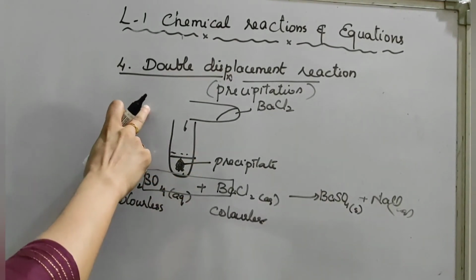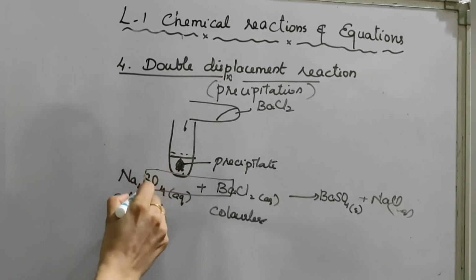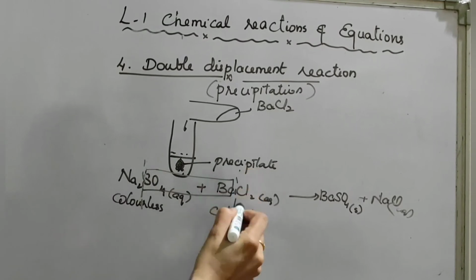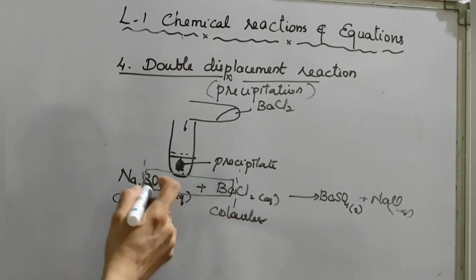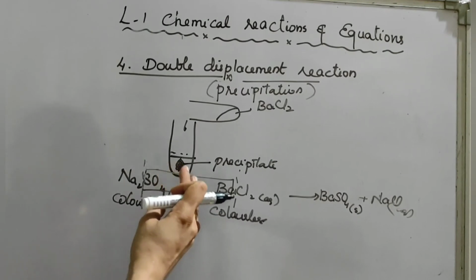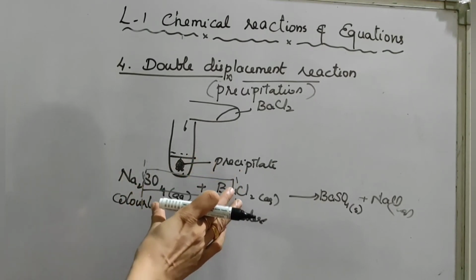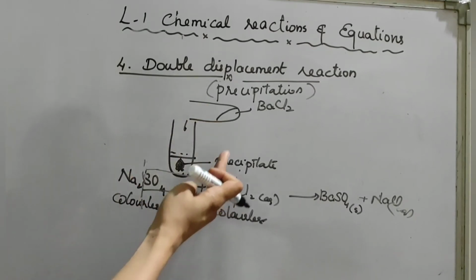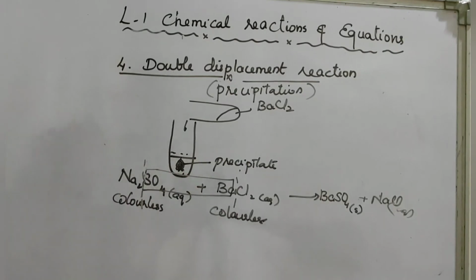Then how can you define this double displacement reaction? Look at the exchange here, one with another also. There is an exchange of ions between the reactants. The exchange of ions between the reactants is called double displacement reaction or precipitation reaction. Look at here, they exchange their ions, and here also they exchange their ions.